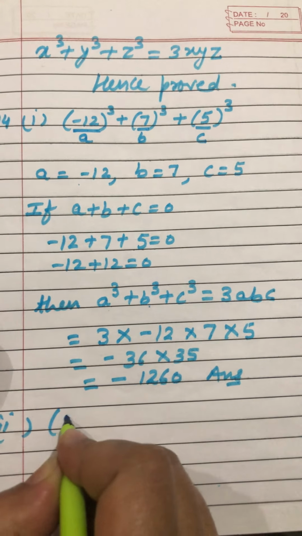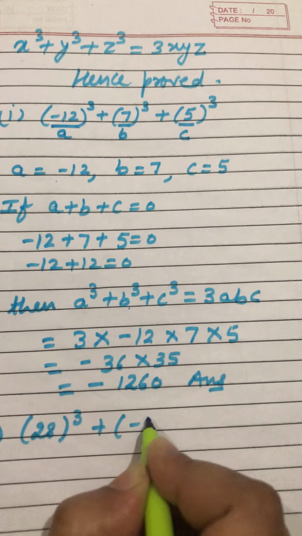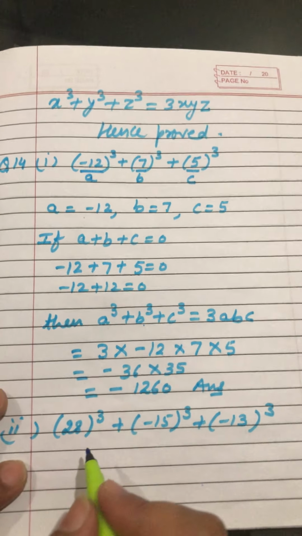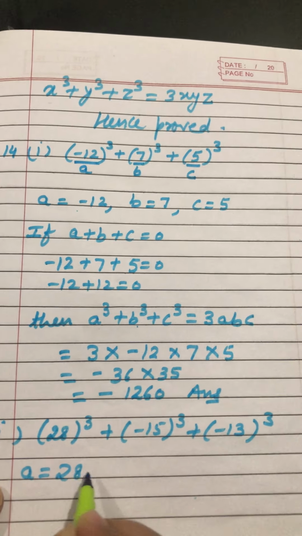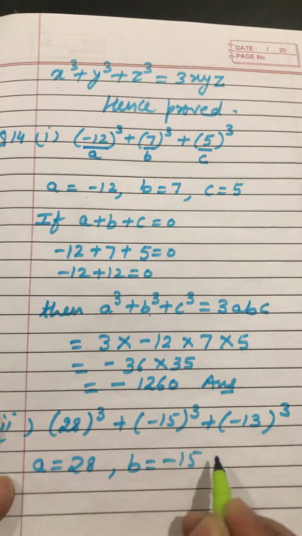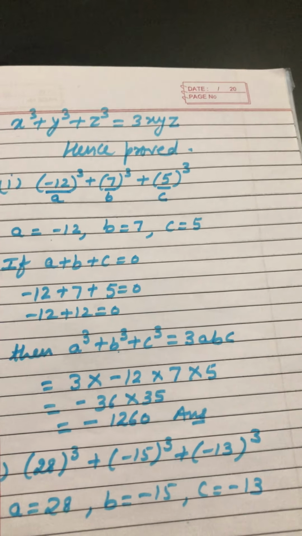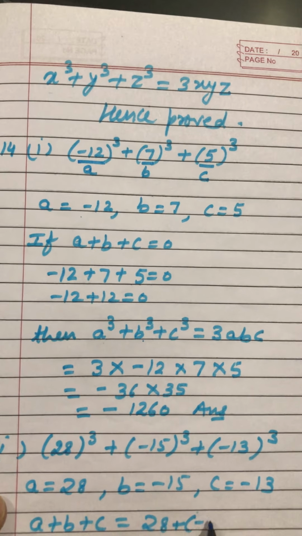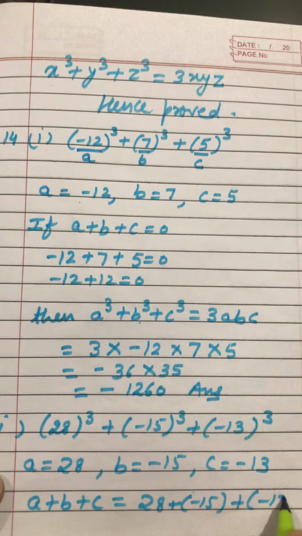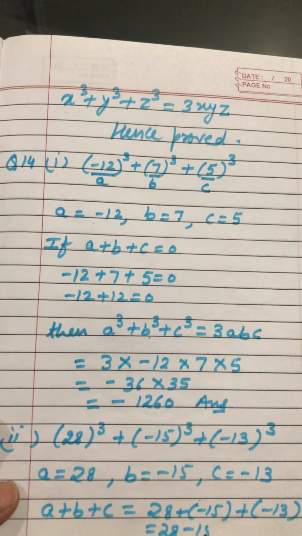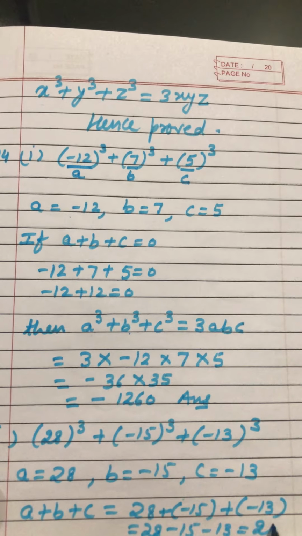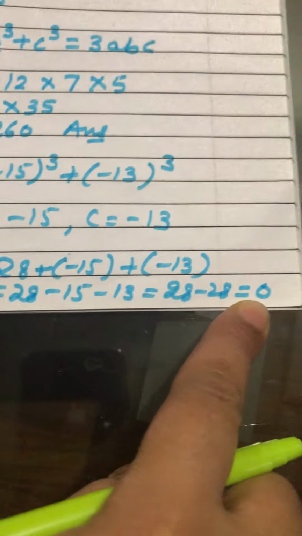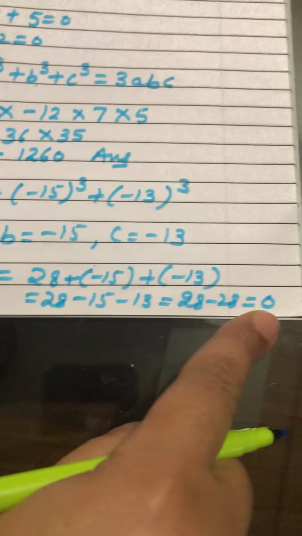Similarly, the second part is 28 cube plus minus 15 cube plus minus 13 cube. In the same way, here we take A as 28, B as minus 15 and C as minus 13. Let us check the sum of these numbers: 28 plus minus 15 plus minus 13. So 28 minus 15 minus 13 gives us 28 minus 28, equal to 0. So here you can see the sum of ABC is again coming 0.